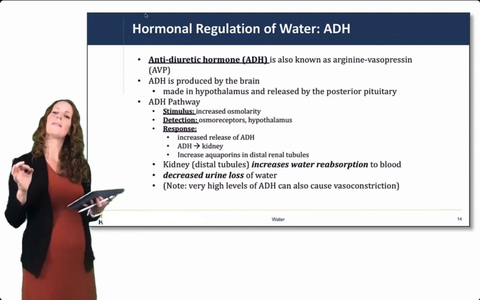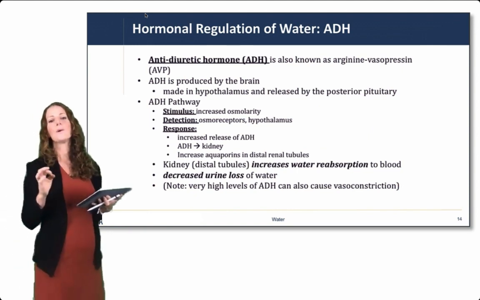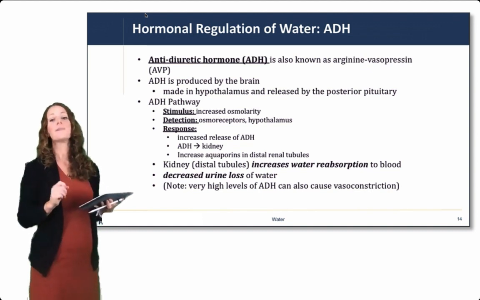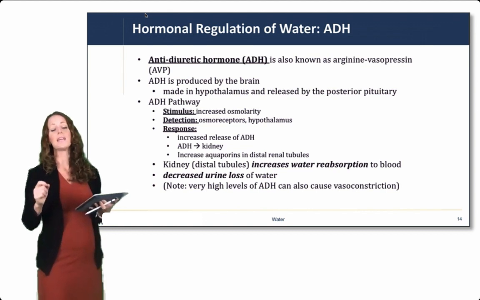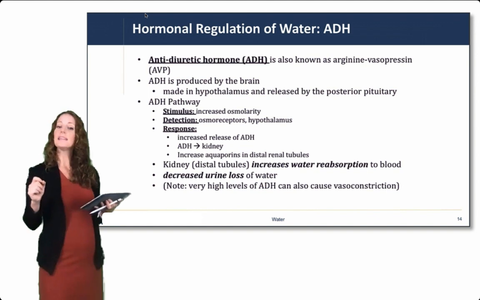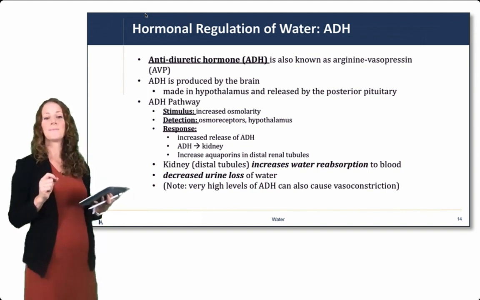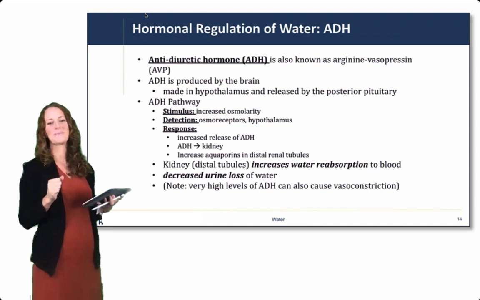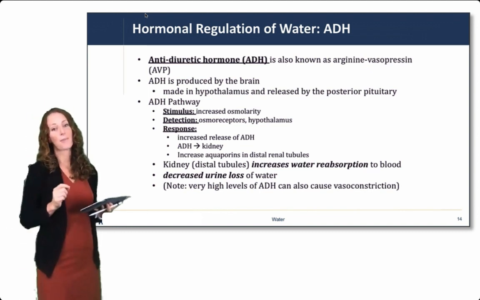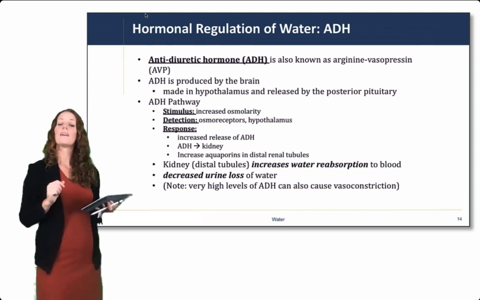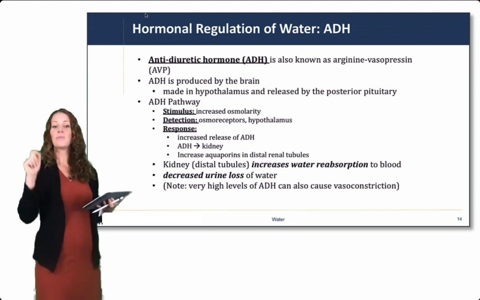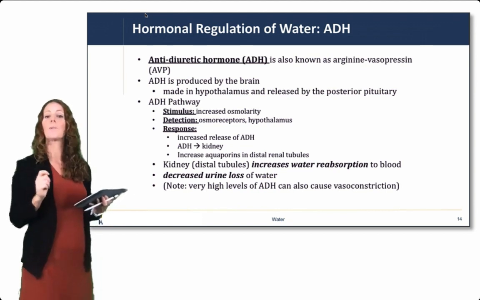What about water balance through hormones? The hormonal regulation of water is through ADH. ADH is also known as arginine vasopressin, or AVP. ADH is produced by the brain, made in the hypothalamus, and released by the posterior pituitary, an extension of the hypothalamus. Whenever you think about hormone regulation, you want to write out the pathway, just as we did for our signaling mechanisms and our homeostatic mechanisms. Think about the stimulus, the detection, and the response for that hormonal pathway.